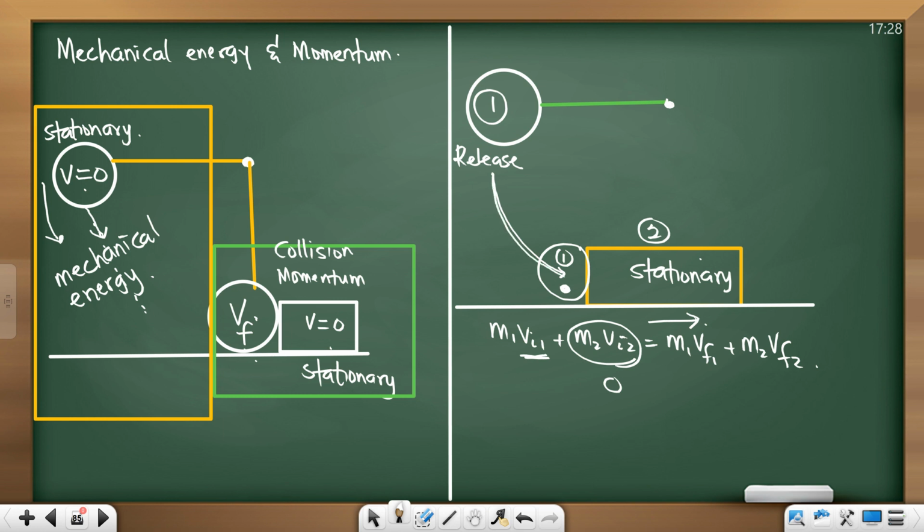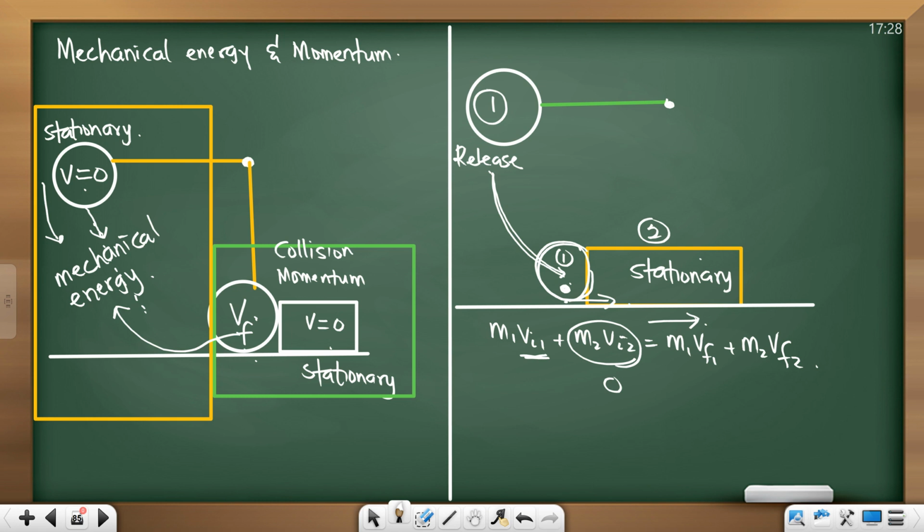Don't worry, I'll do a question with you. We would use the law of conservation of mechanical energy to get this velocity here, and that becomes the velocity with which object 1 collides with object 2. So how would you get this final velocity? We would use the law of conservation of mechanical energy. And then after getting that, we shift to the right-hand side and we look for momentum. Did that make sense now?